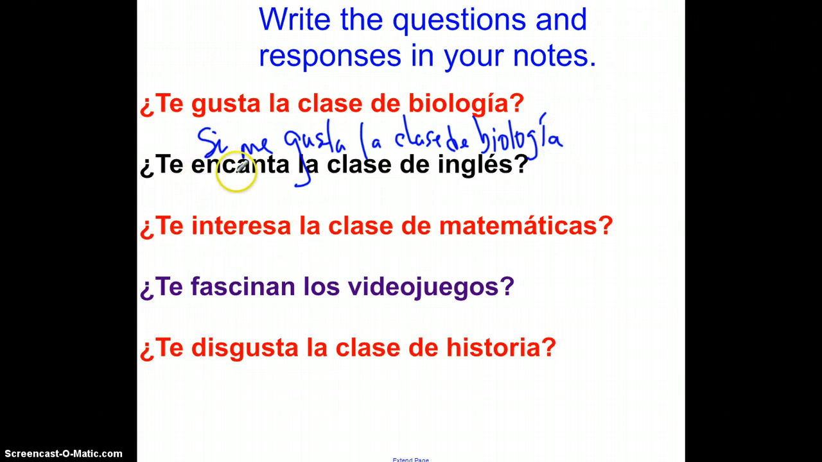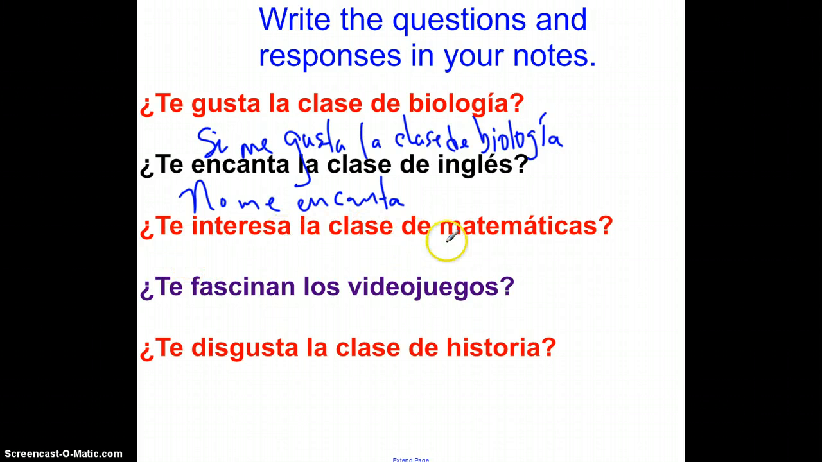How about this next one? Again, we have the word te, not tú, and it just means do you. And then we have the word encanta on your list. If you looked it up, it says encanta means to love. So we have, ¿te encanta la clase de inglés? Ooh, I'm going to put, no me encanta. And you can fill the rest of this in. La clase de inglés.